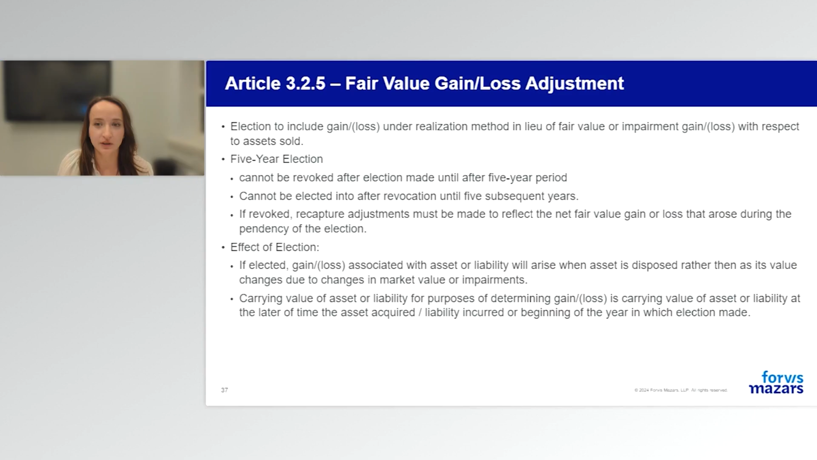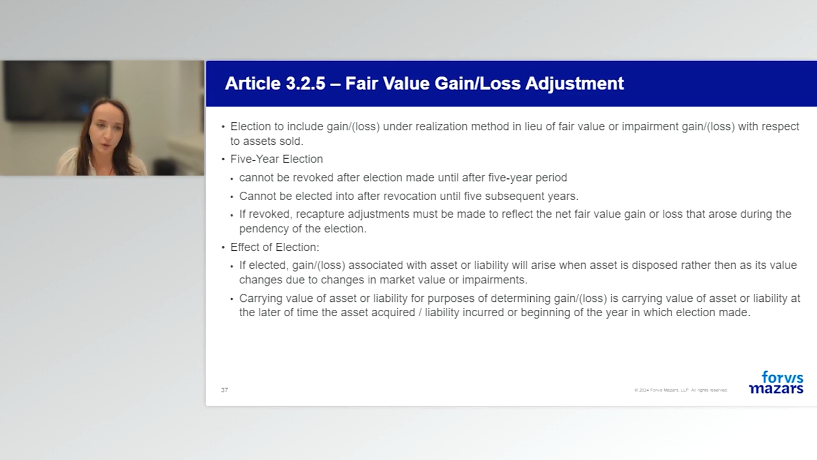The next election introduces an option for handling the recognition of gains and losses from fair value or impairment accounting under the GloBE rules. This election is designed to align the timing of income recognition with the actual economic events. And once the election is made, it cannot be revoked for a 5-year period. If it has been decided that you do not elect for the adjustment, you have to wait 5 years before you can make another election.